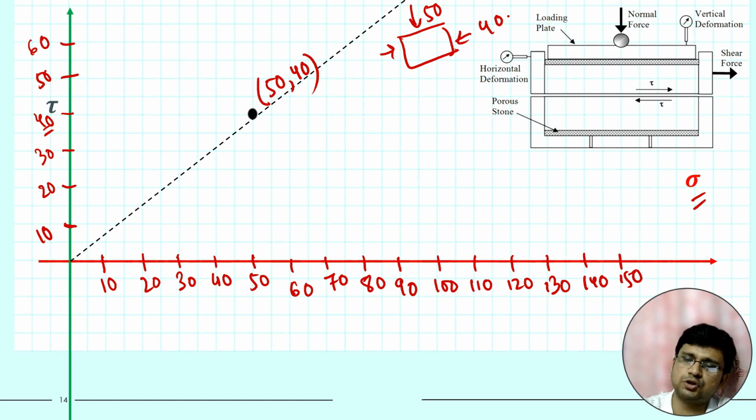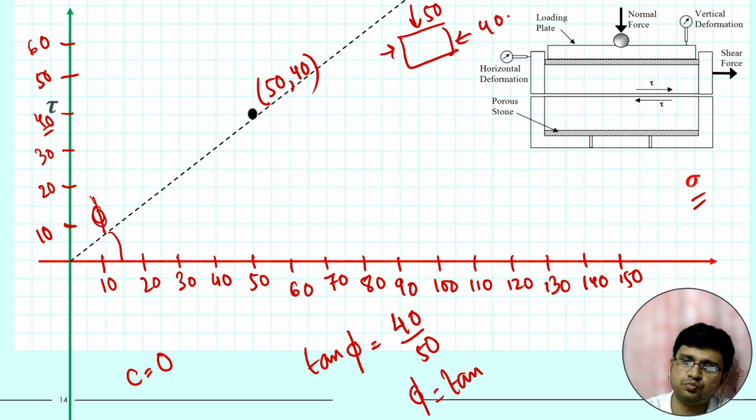And this soil is cohesionless soil, so c is 0. And if we measure this particular angle, then we will get the value of phi. So how much will be phi? Tan phi is height by base. Height is 40, base is 50. So phi will be tan inverse 4 by 5.